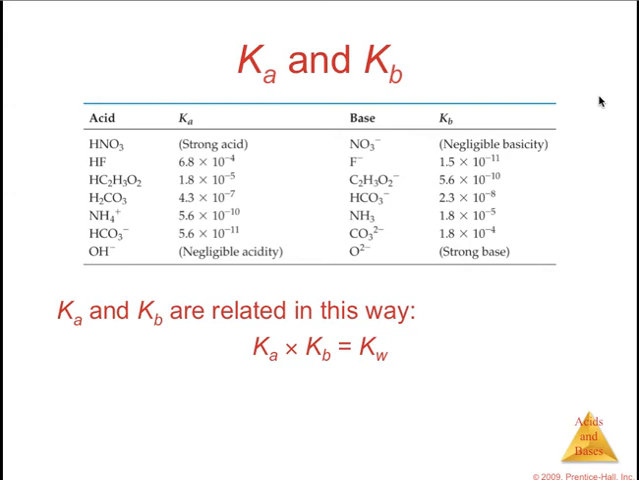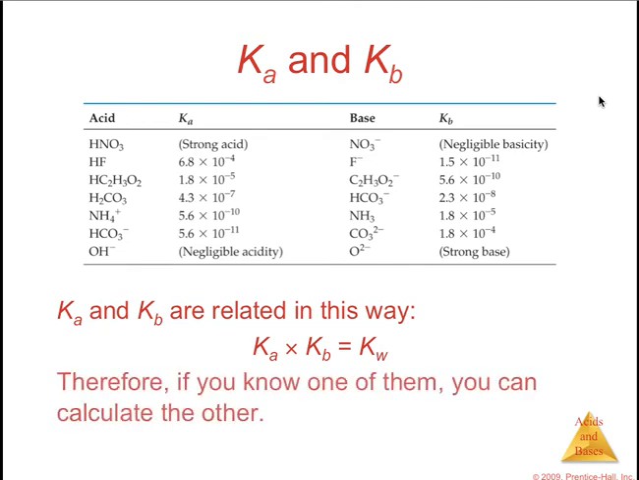If we continue to look at Ka and Kb, because of that autoionization of water, Ka and Kb, if we multiply them, are equal to Kw. Therefore, if you know one of them, you can calculate the other.